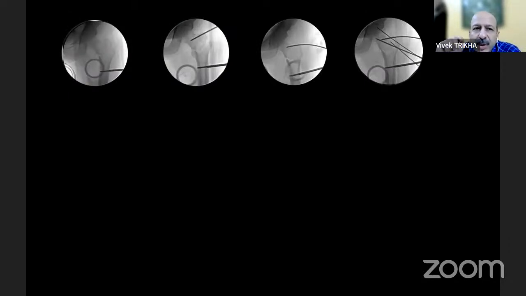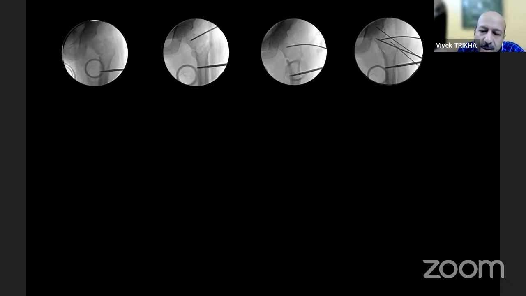So the first thing to ensure is that your middle fragment is derotated from its external rotation. Unless you derotate your middle fragment, be it for a neck or an intertrochanteric fracture, you are not going to solve the rotation issue. So we put a Schanz pin in the middle fragment. Then also, because of this sort of a fracture of the intertroch, we were not able to get the reduction.